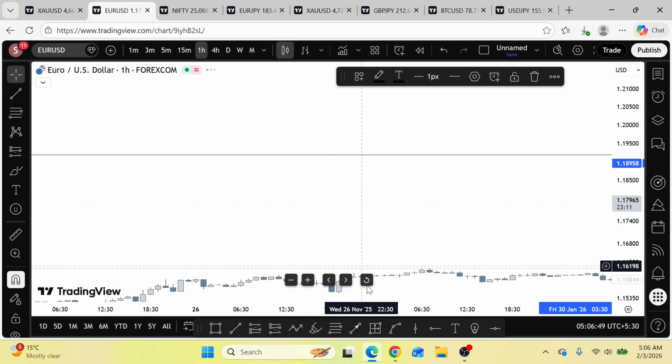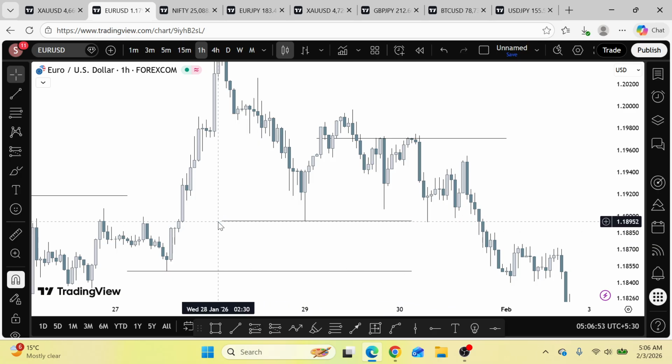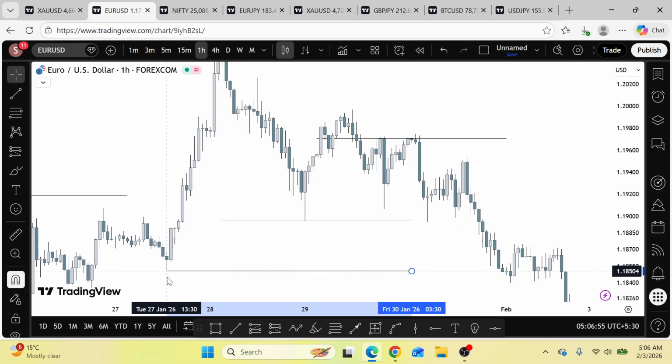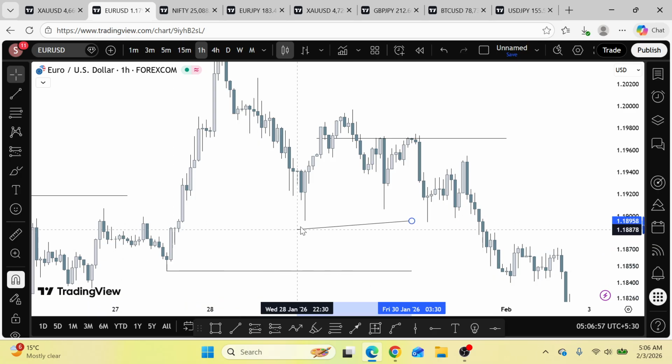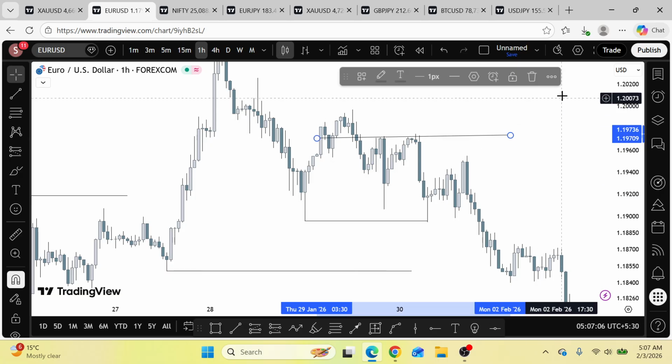So let's go on 1 hour. This was the psychology at that time. Although I was expecting the Tuesday low to be swept, I was not sure. And then for this nearest liquidity, if you see here, let's remove this line.